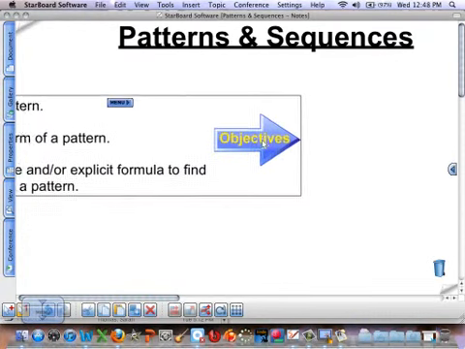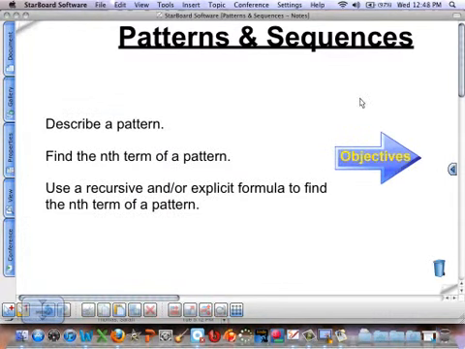So looking at our objectives for today, we're going to learn how to describe patterns, and then we're going to write equations trying to model the patterns using a little bit of algebra, and that will then allow us to find any term in the pattern. That's known as the nth term. Find the nth term of the pattern. That's basically what we're going to be doing today.